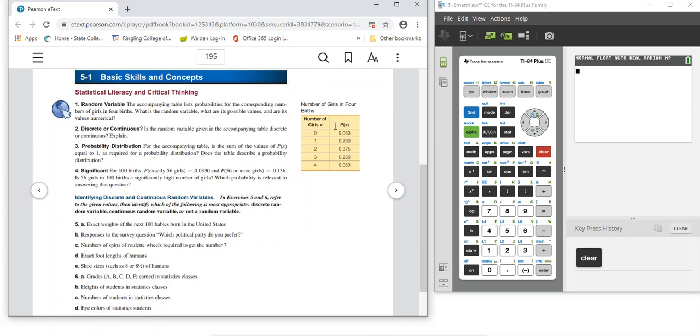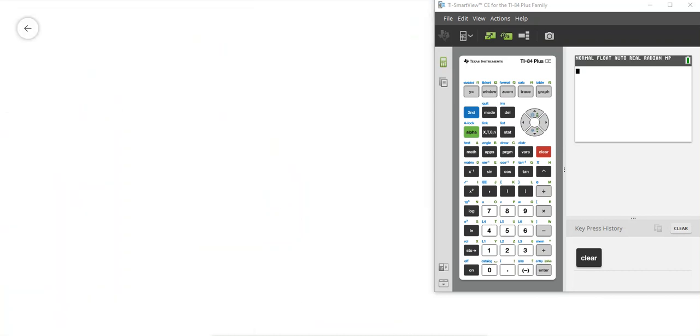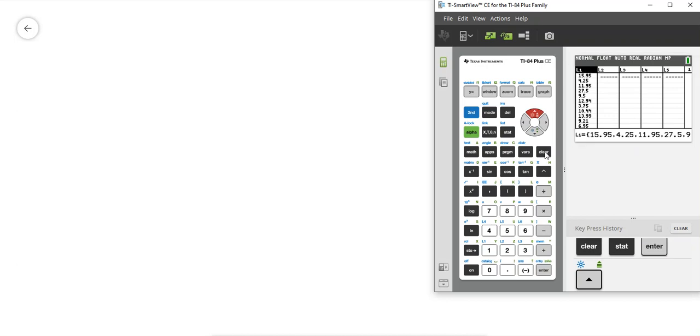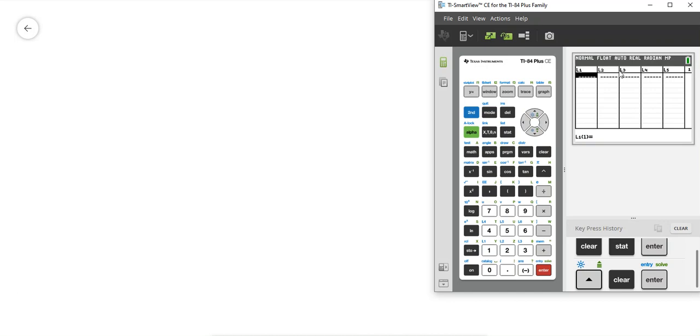Now, the next thing I want to do is use a calculator. We need to hit stat, and I'm going to move this over. I'll bring it back in a second. Okay. So stat. I'm on edit, and I'm going to hit enter right there. I need to get rid of these data values. I'm going to highlight L1, hit clear, enter, and I've got these cleared.